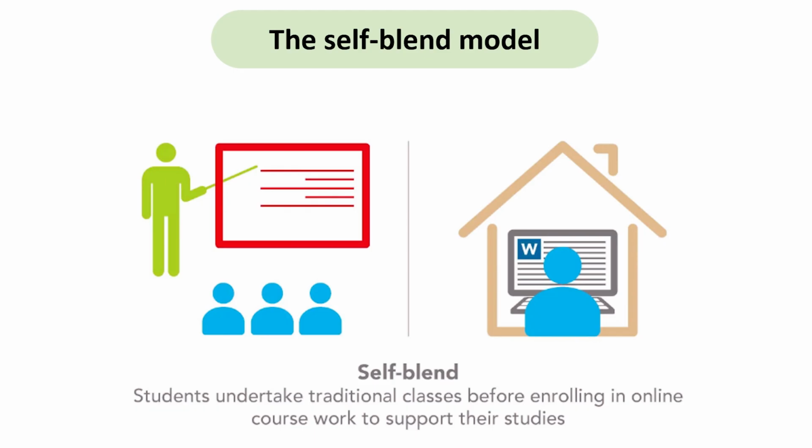Self-blend model. What is a self-blend model? And what do these 2 figures on the visuals represent? One figure denotes a teacher or a facilitator with students in the class, whilst the other we see a student in front of a computer or a laptop. Now, students undertake traditional classes before enrolling in online coursework to support their studies. So, this is called a self-blend.